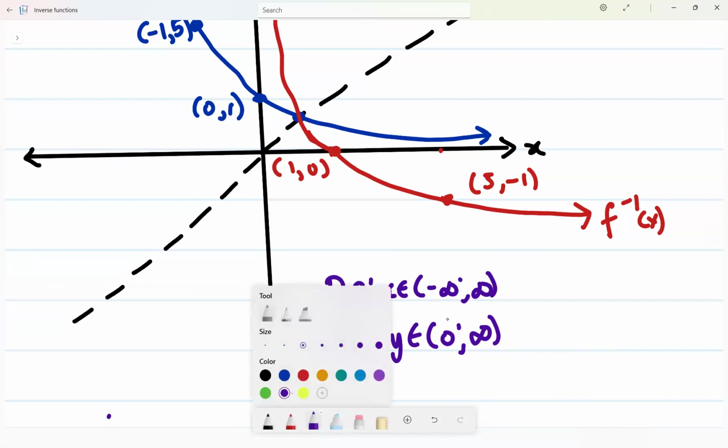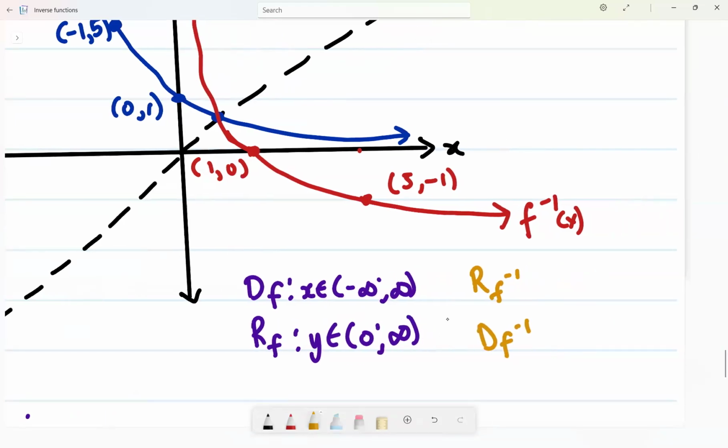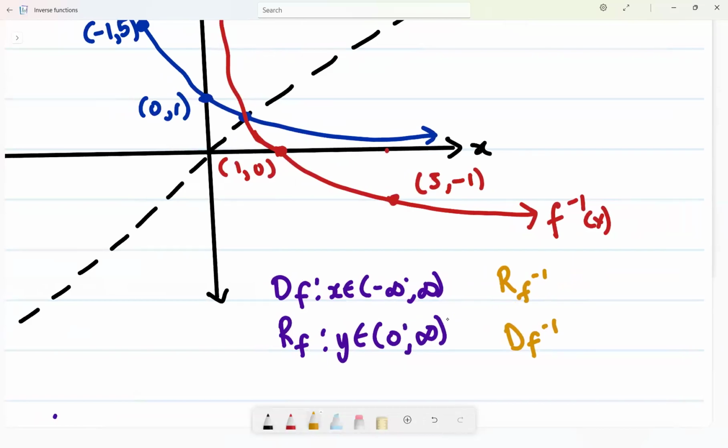Now let us talk about the domain. Remember I said the domain of f is going to be the range of the inverse. The range of f is going to be the domain of the inverse. Come with me and now prove. I'm expecting this to be the range of the inverse.